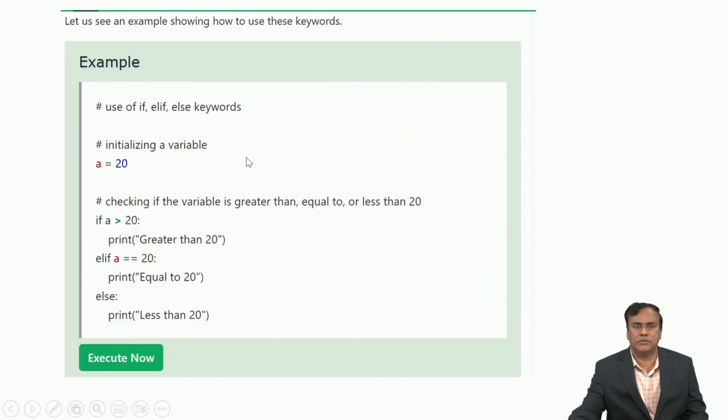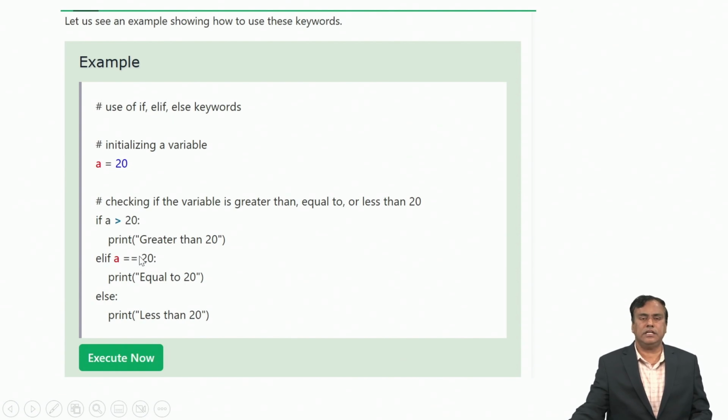Here you can find an example. Here I have taken one identifier, a, with the value 20. Here I'm making use of the keywords if, elif, else. So I'm testing the condition. If a is greater than 20, I'm displaying the message greater than 20. If it is equal to 20, then I'm displaying the message equal to 20. Else I'm displaying the statement less than 20. So here you can find the use of all these keywords if, elif, and else.